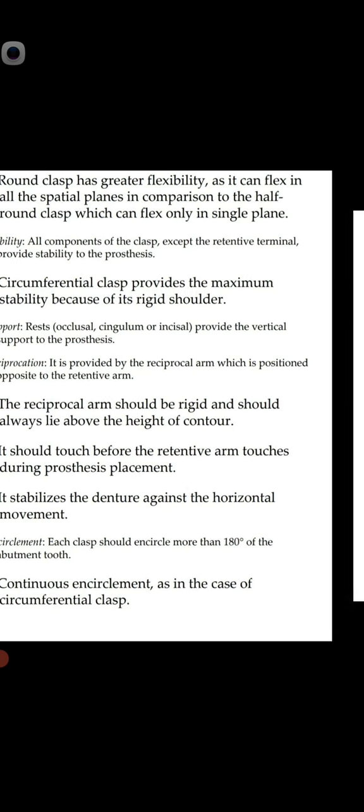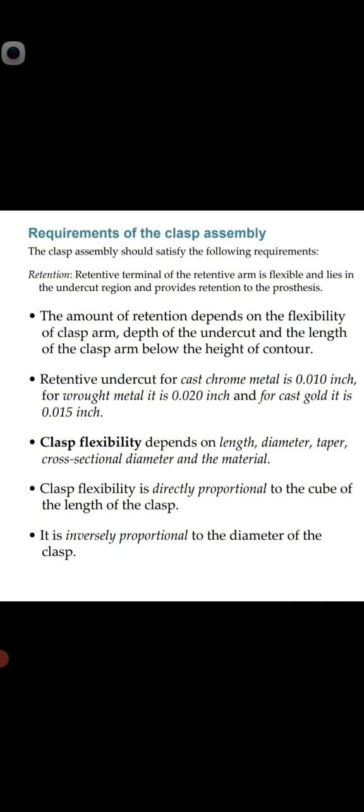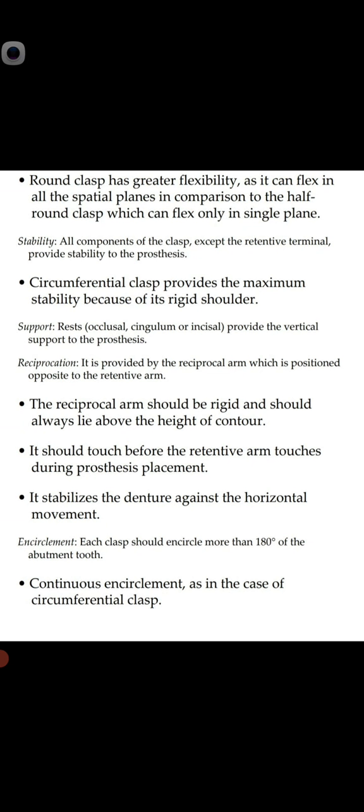Now, the second requirement of the clasp assembly is stability. Stability means resistance to horizontal dislodging forces. All the components of the clasp except the retentive terminal provide stability to the prosthesis, but the retentive terminal provides retention. Circumferential clasp provides the maximum stability because of its rigid shoulder. If an MCQ comes, which type of clasp provides the maximum stability? The answer will be circumferential clasp because of its rigid shoulder.